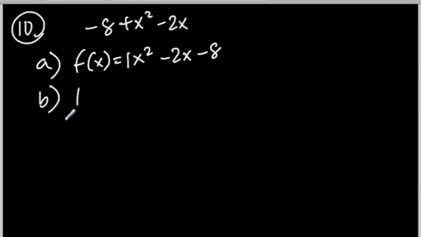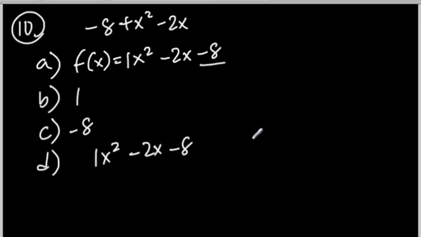Well, that's just 1. C is the constant term, find the y-intercept. It's the constant term in the standard form, so it's minus 8. D is basically factored form. So it's 1x squared minus 2x minus 8.